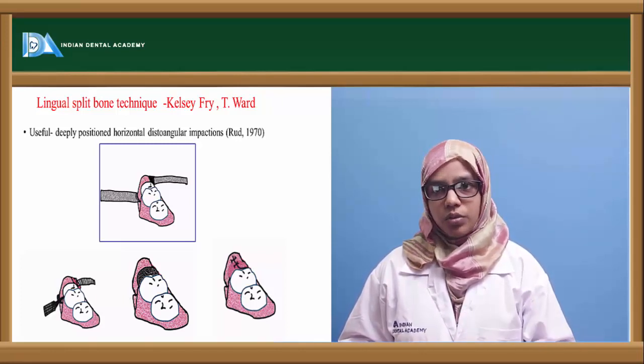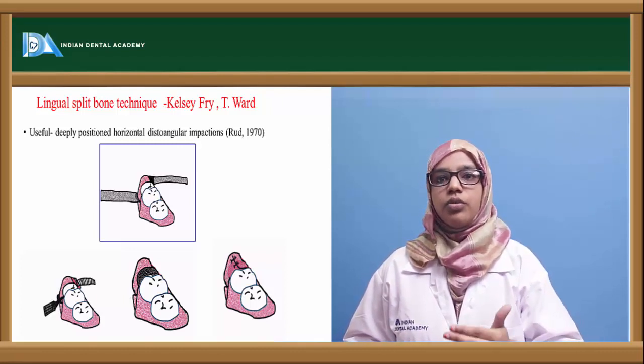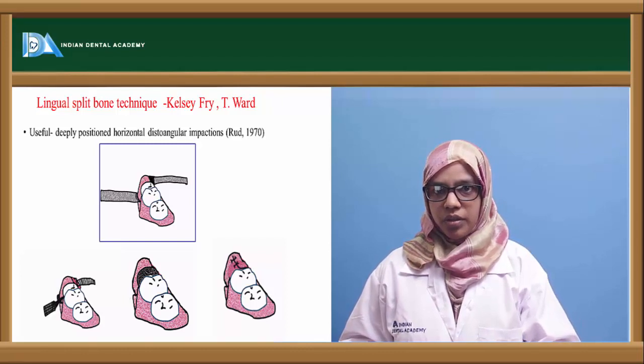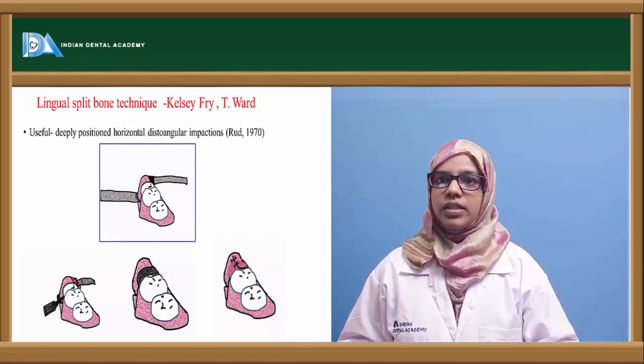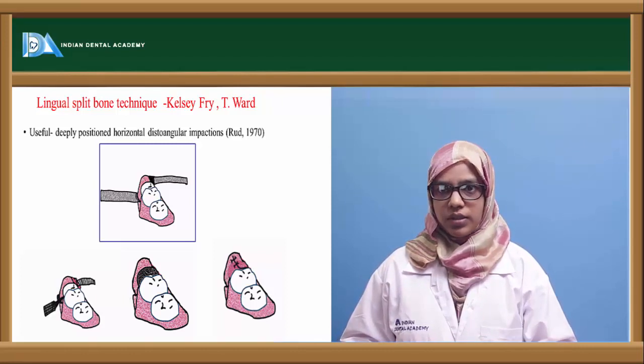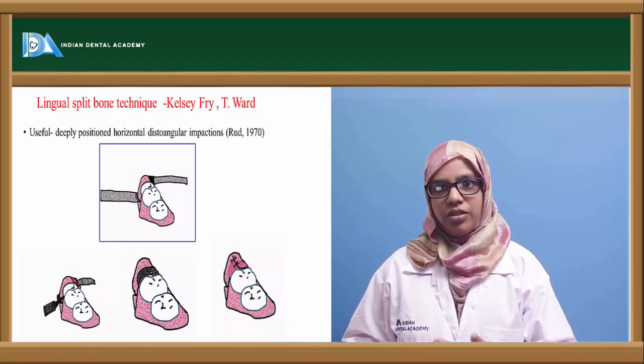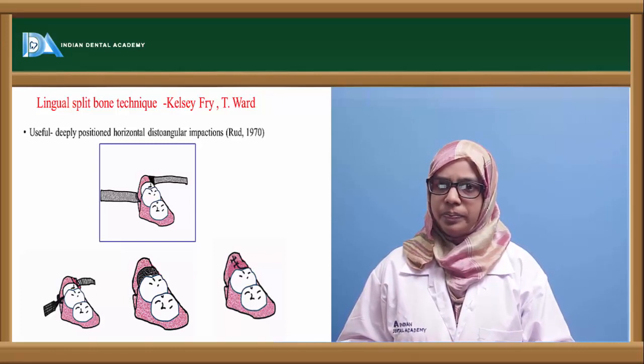After you make this first vertical stop cut, you will make the second vertical stop cut distal to your third molar. Once you have made the third stop cut, you will join the first and second vertical stop cuts with a chisel, and then fracture it and remove the buccal cortical plate.